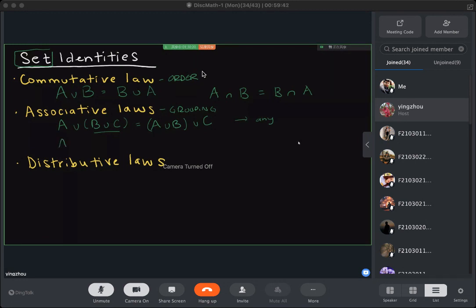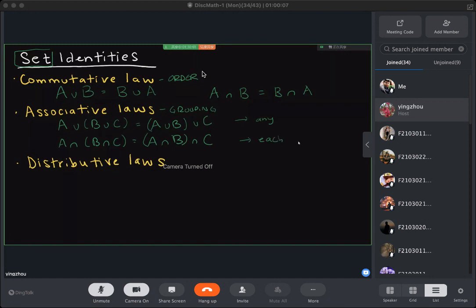Same thing for intersection. A intersect B intersect C gives the same result as A intersect B and then intersect C. I'm going to erase that line just to make it not look like a complement. And again, for something to be in the intersection of three sets, it has to be in each of those three sets.